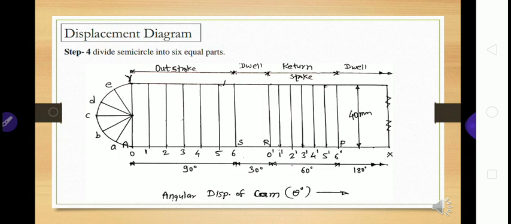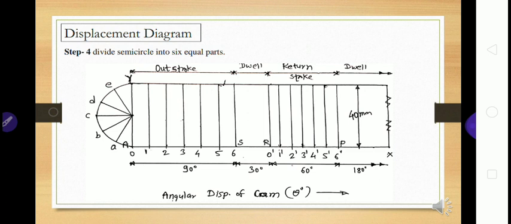Therefore, suppose this center point is O, angle YOE will be 30 degrees. Next again 30 degrees, again 30 degrees. Like that you will draw each angle of 30 degrees and you will get the points A, small a, B, C, D, E at each 30 degrees. That means you have divided that semicircle into 6 equal parts.